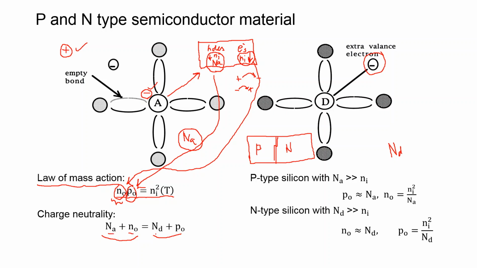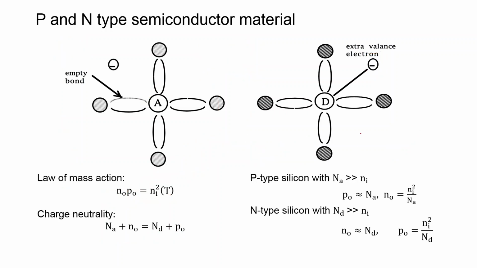Similarly, the total positive charge in the material will be the charges on the donor atoms, which will have density of Nd, plus the holes. So this will be the total positive charge, and holes are P naught. These are free to move. So Na plus N naught, the number of negative charges, should be equal to the number of positive charges.